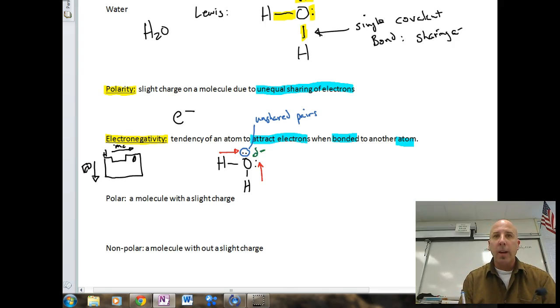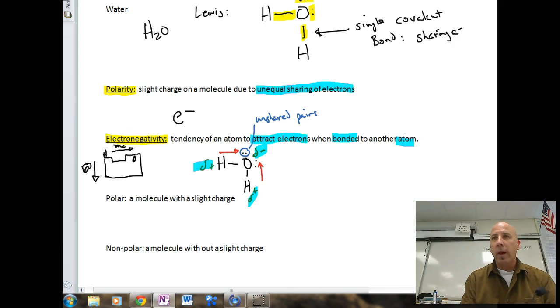So we'll say delta negative on that side. And then the hydrogens are left positive because of the proton in their nucleus. So we say the hydrogens are delta positive. So because of this, this molecule has a slight negative charge right here, and it's got slight positive charges there and there.